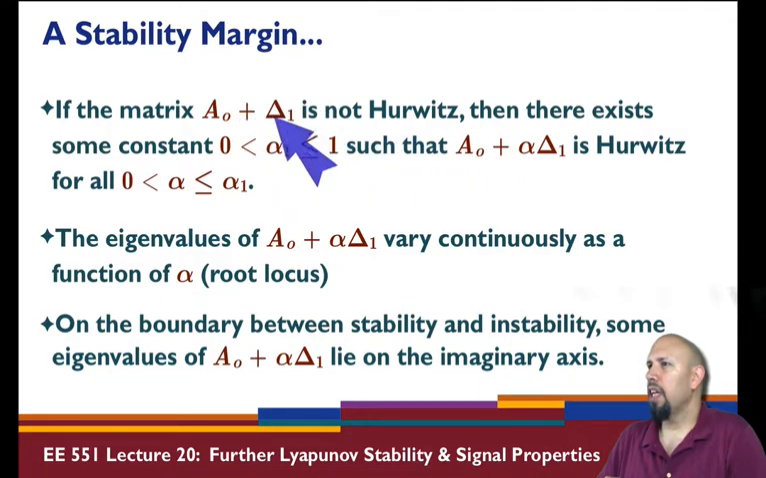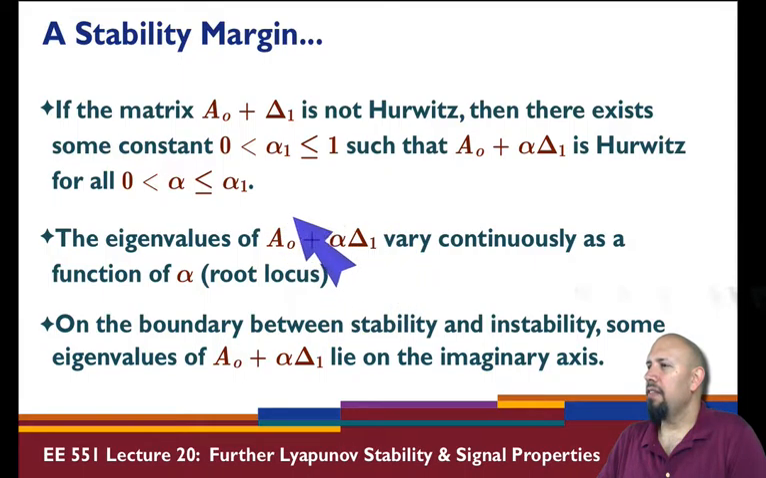Now if the matrix is not Hurwitz for some delta 1, that means there must be some constant alpha 1 somewhere between 0 and 1. Obviously if alpha is 0, then this quantity is just 0, so we get back to A0, which is Hurwitz. So we know that for alpha, any number between 0 and alpha 1, that is Hurwitz.